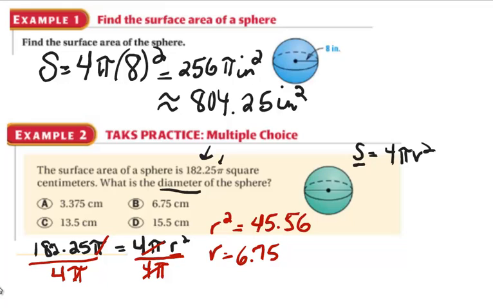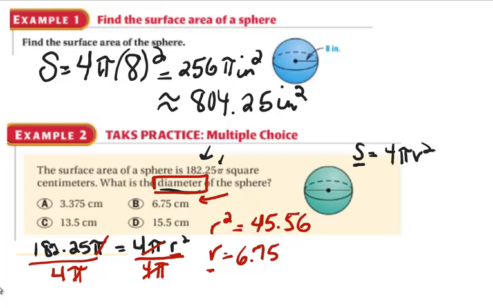Now, you have to ask yourself, have I answered the question yet? Because this is going to happen on your tests. Sometimes you're going to look and say, oh, look, there I have an answer. That's not what we want, though. That's my radius, and what was I looking for? I'm looking for the diameter.